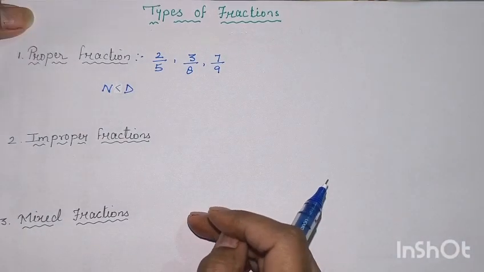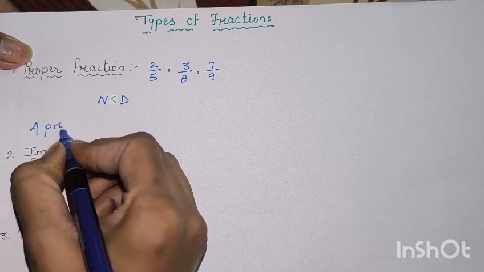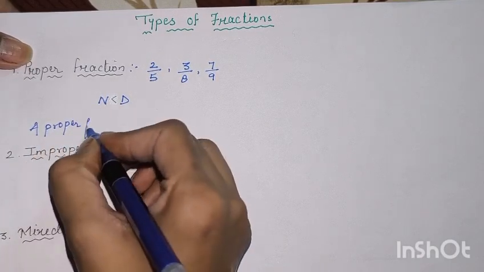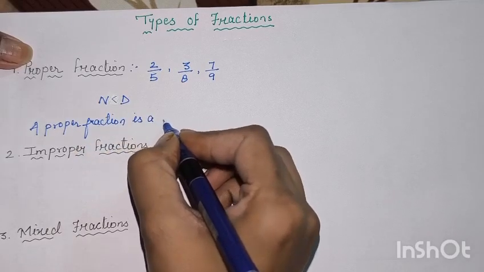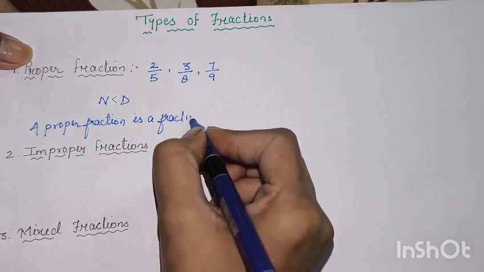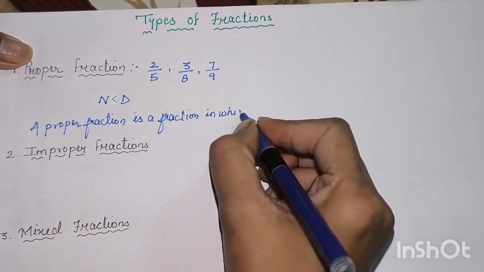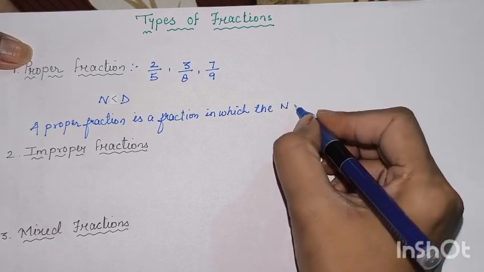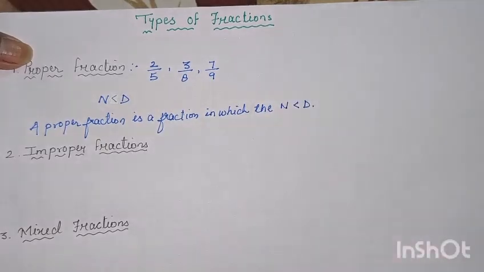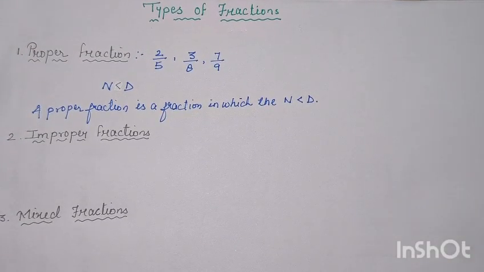Okay. So we can write the definition of proper fraction. A proper fraction is a fraction in which the numerator is less than the denominator. Clear? Okay. Now the second topic is improper fraction.